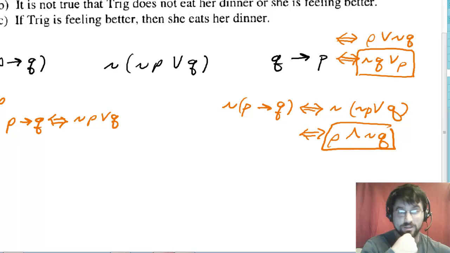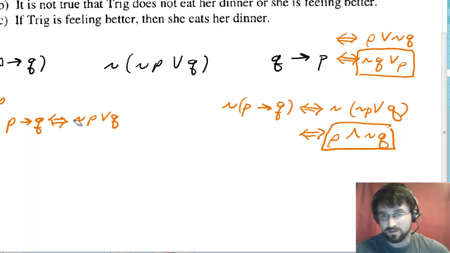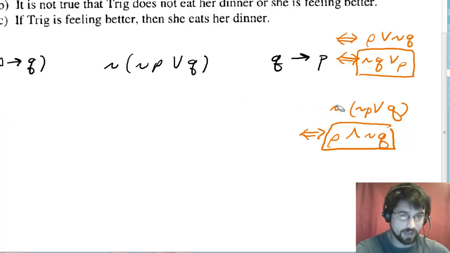Is P or not Q equivalent to P and not Q? Heck no, right? And it's not equivalent to or. So that's one way I could do it. So A and B are equivalent, but C is not.